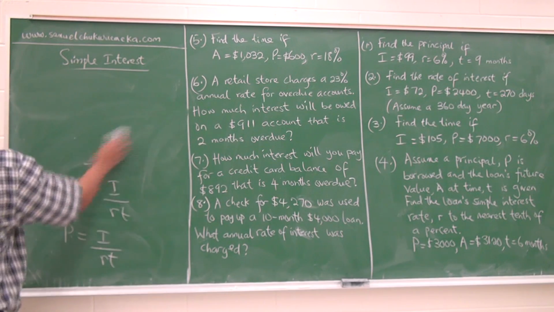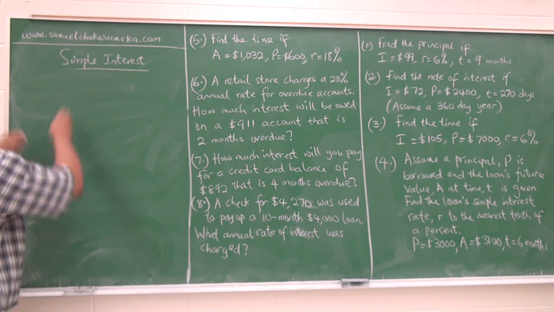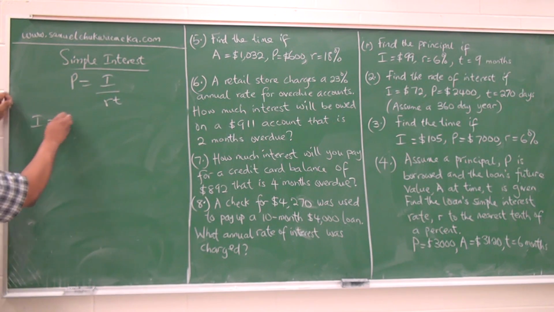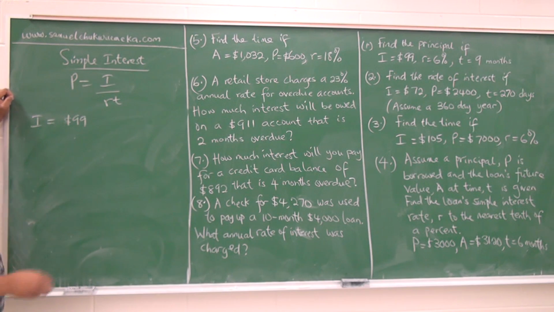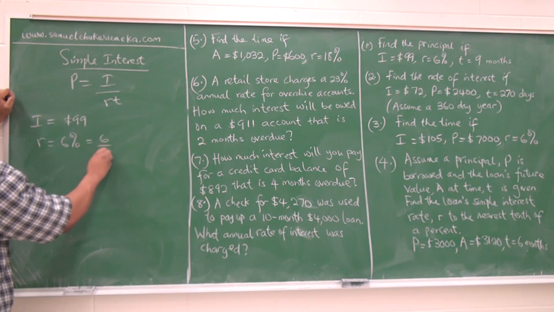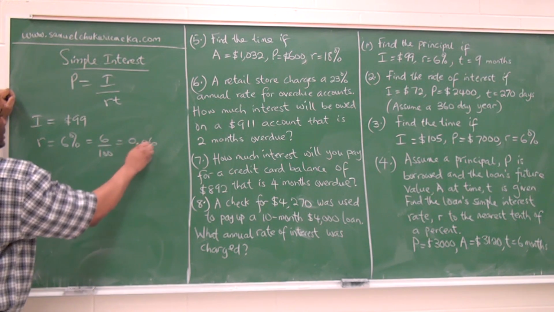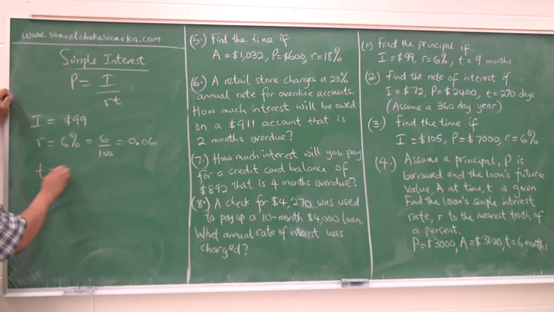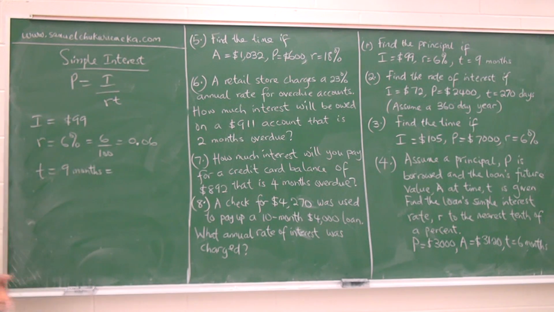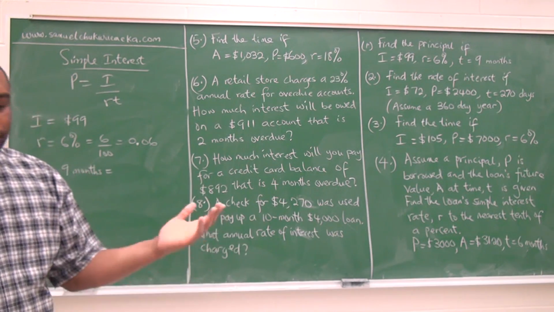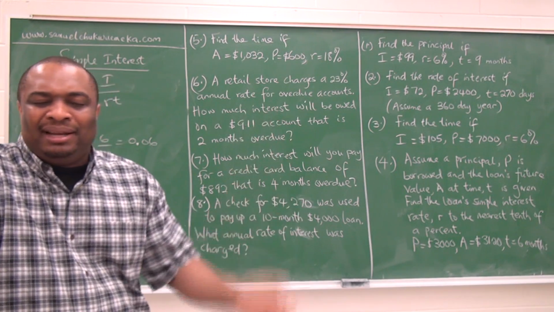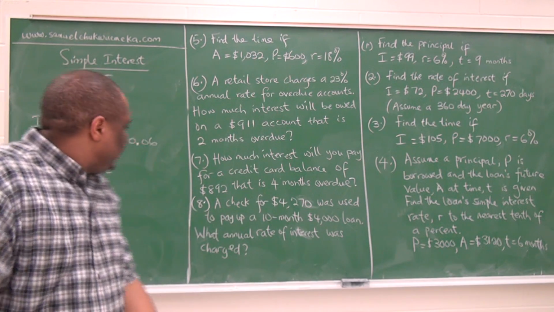So let's go ahead and find it. We know now that P is equal to I over R T. So what is our I? The interest is $99. We're doing question one. And R is 6%, which is 6 over 100, which is 0.06, okay? And our T is 9 months. Now, simple interest is usually money that is deposited and collected for less than a year, or about a year.